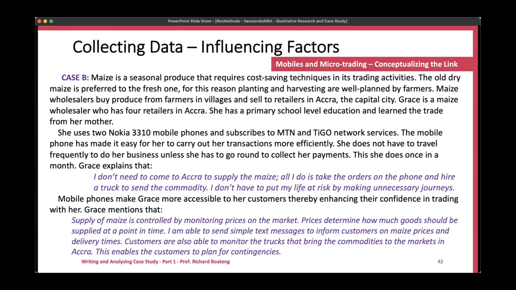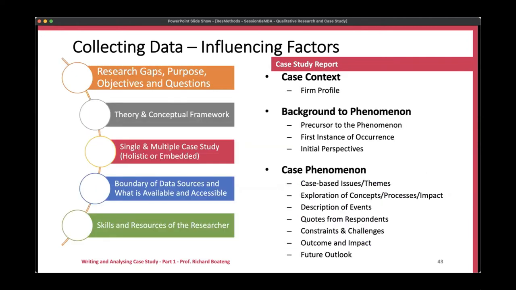Grace explains, "I don't need to come to Accra to supply maize. All I do is take orders on the phone and hire a truck to send the commodity. I don't have to put my life at risk by making unnecessary journeys." Okay, so that's it. So in terms of collecting data, you are looking at all the different factors that can be relevant in building the story. Okay.